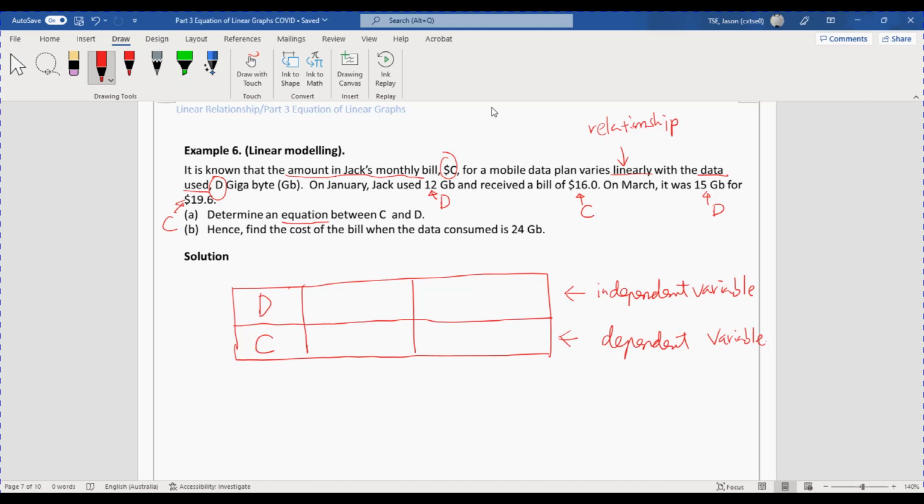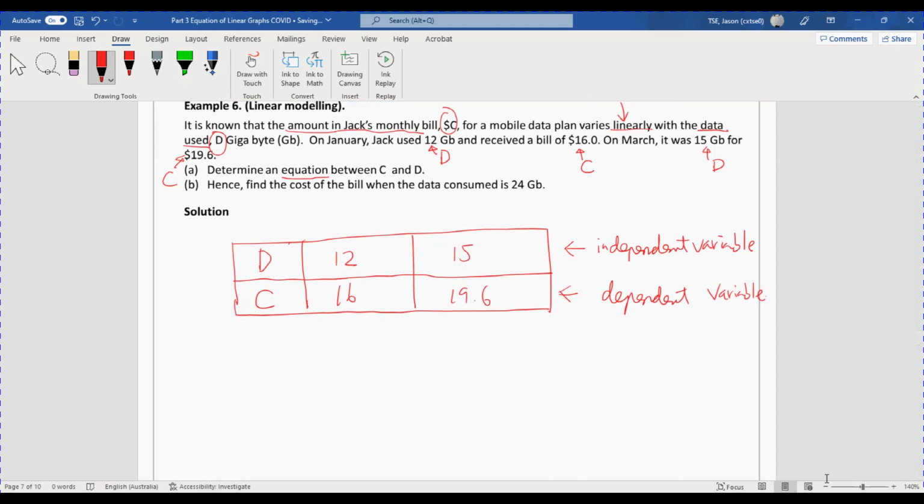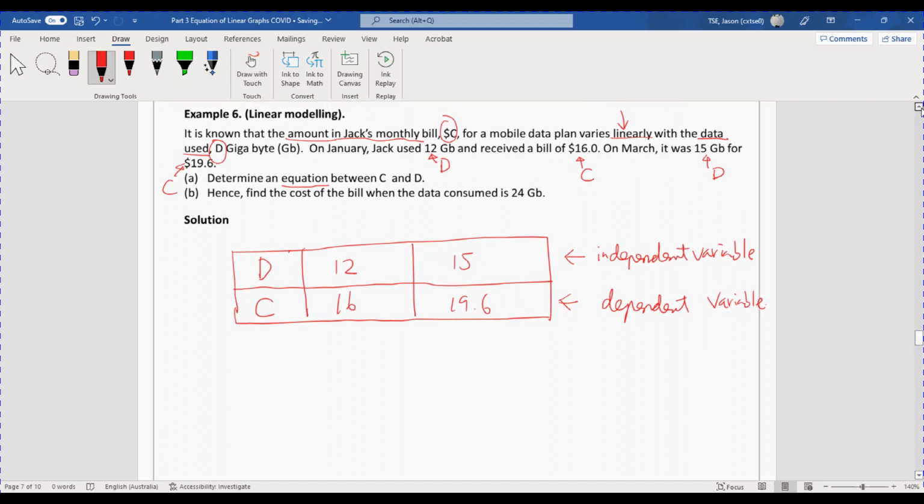So in the exam, if you make that mistake and put C in the first row, would that be a disaster? Normally it won't be. You still get some minimal result, but you need to be very consistent throughout your calculation. All right. And D is our data used, which is 12 gigabytes, 15 gigabytes, and the cost is 16 and 16.6, right? Then we don't need to check whether they're linear because it's given they are linear.